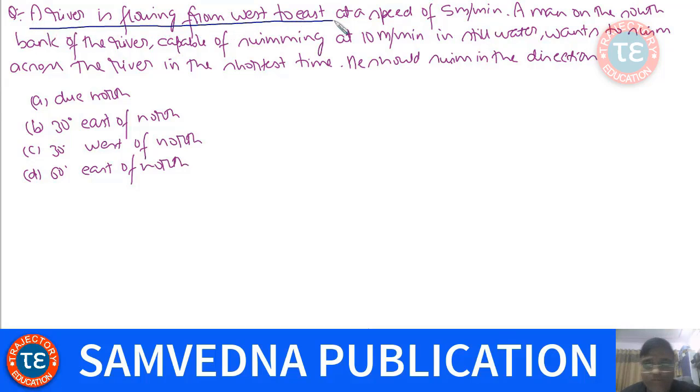Now let's look at this question. A river is flowing from west to east. Suppose you have a river. Oh, sorry. Suppose this is the river.